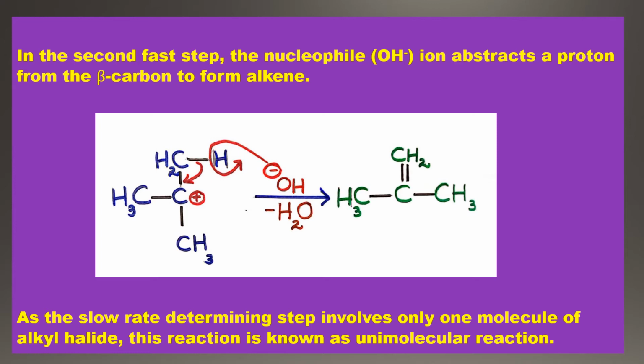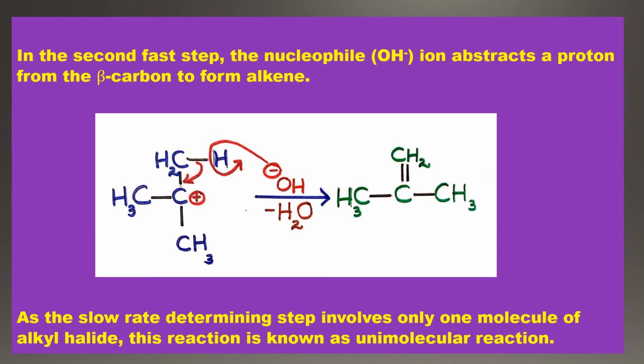Okay. Have you seen? So what is being formed? An alkene is formed. Alkene means what? Which consists of a double bond. Okay. Now, the slow rate determining step, that is the first step, involves only one molecule of alkyl halide, so this reaction is known as a unimolecular reaction.